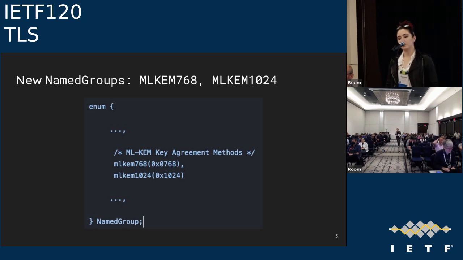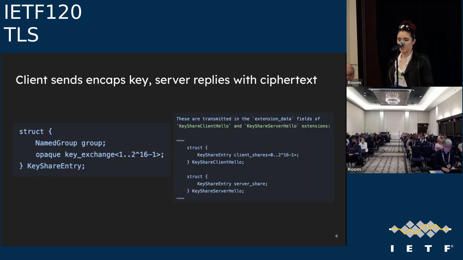Some people have been like, well, what about 512 to just round it all out? I'm not opposed to 512, but I know that most people who are not needing to comply with CNSA 2.0 or any of that stuff seem to like 768. 768 seems to give you small enough but conservative enough parameters. I'm not opposed to 512, but it's not in there right now. Next, please.